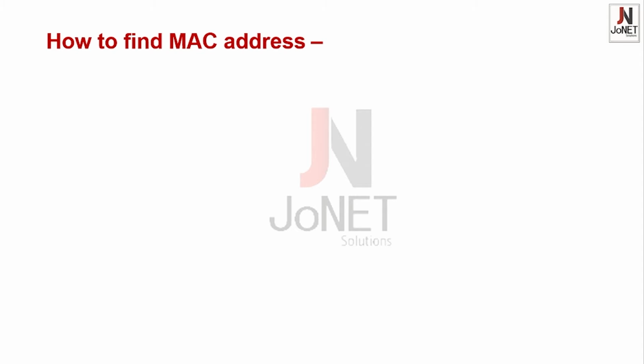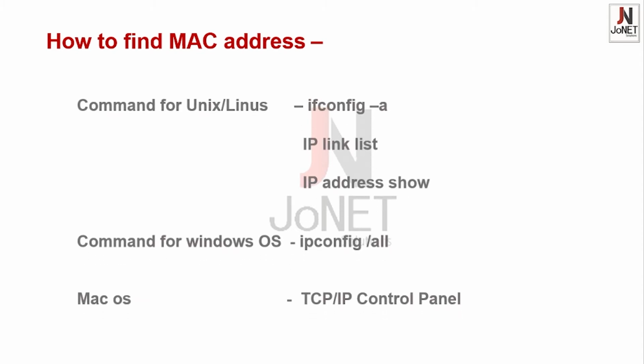So how to find the MAC address in the system? Suppose we are using a Unix or Linux system, then we need to type the command ifconfig -a, ip link list or ip address show. These are all the commands we need to use in a Linux or Unix system. The command used in the Windows operating system is ipconfig /all. If we are using Mac OS, then we need to use the TCP/IP control panel.